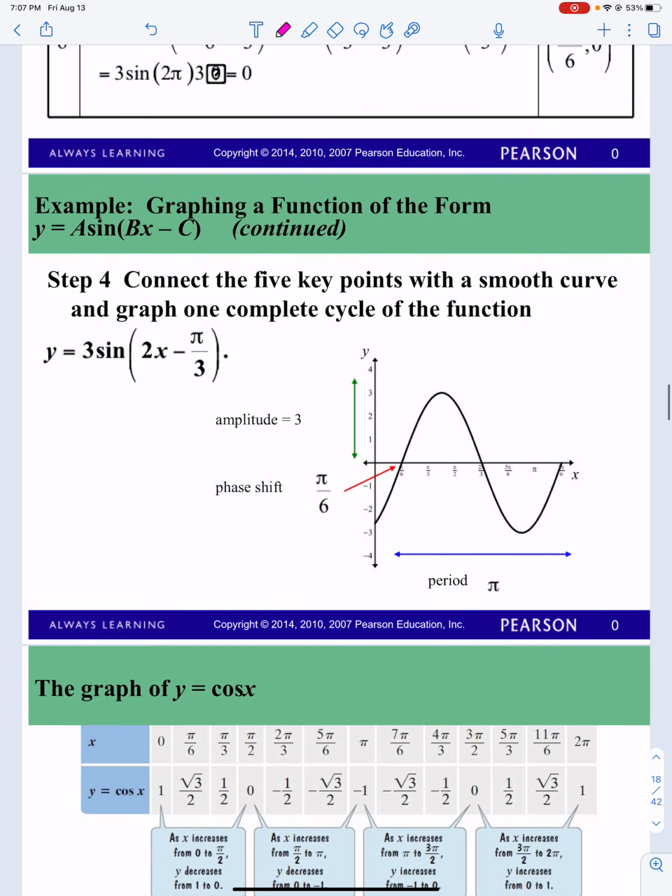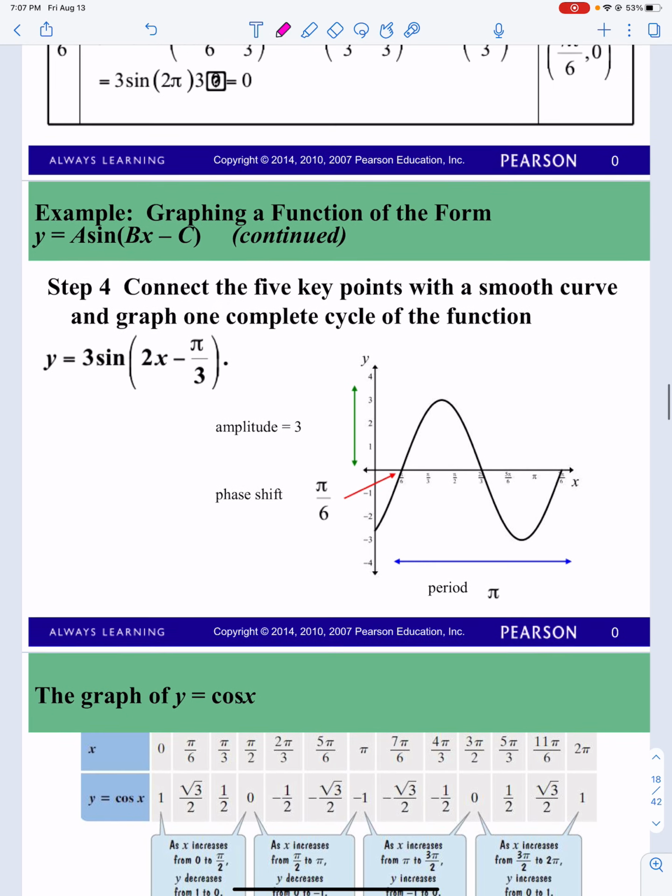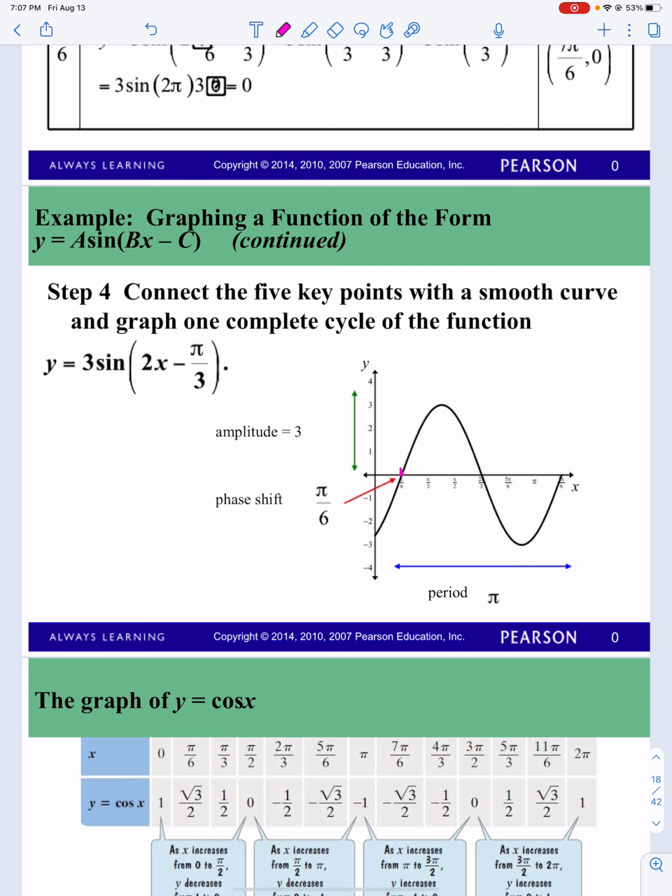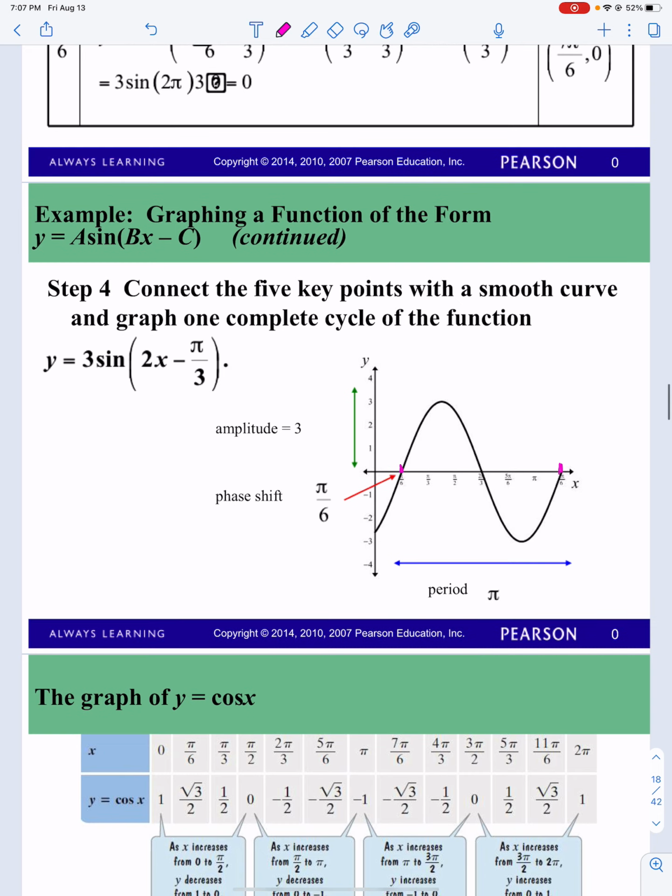Step 4. You can see this is the picture that I'm talking about. The first one is pi over 6, and finally it is 7 pi over 6. This one is 3, this one is negative 3. And then everything plus all these things. So what will it be?